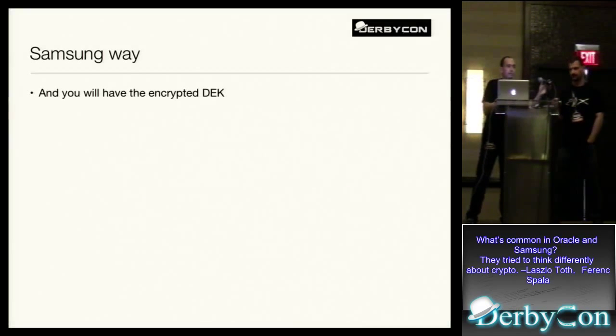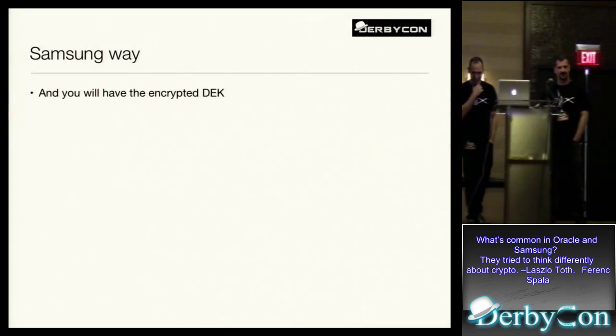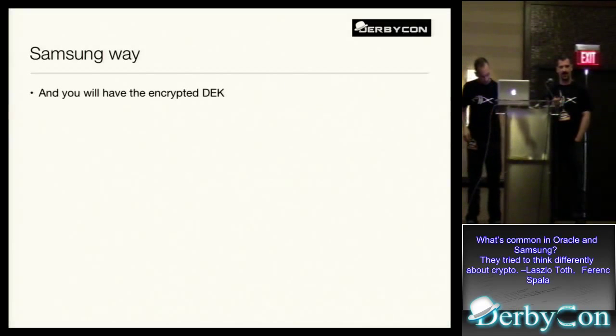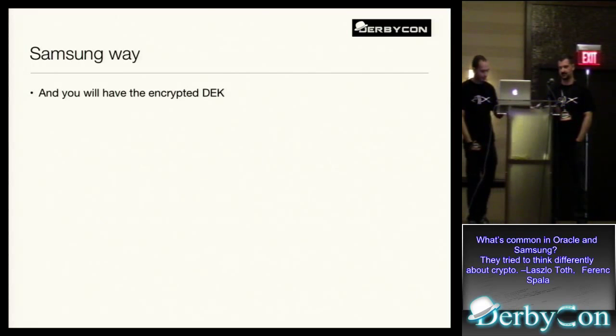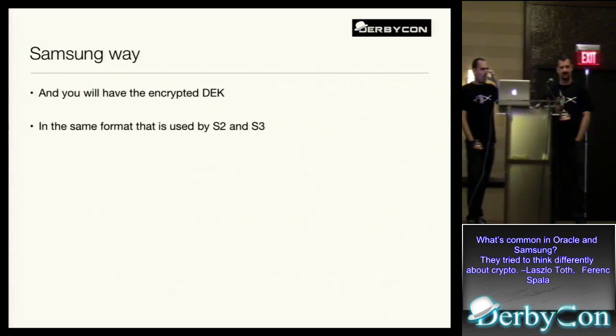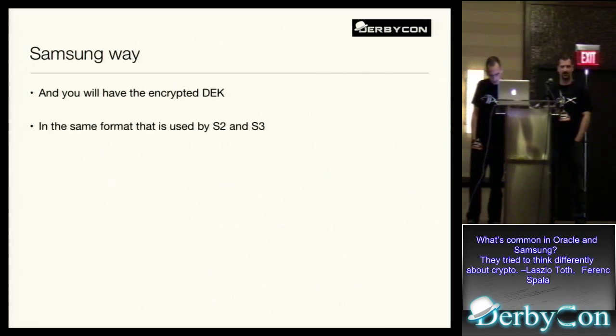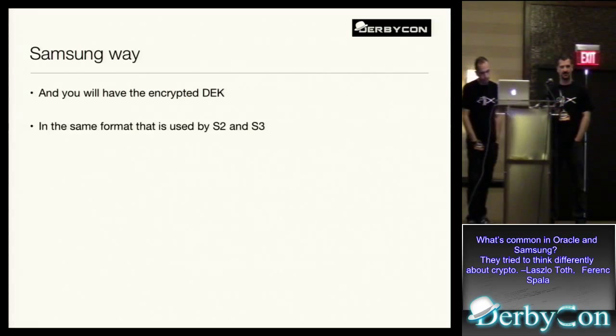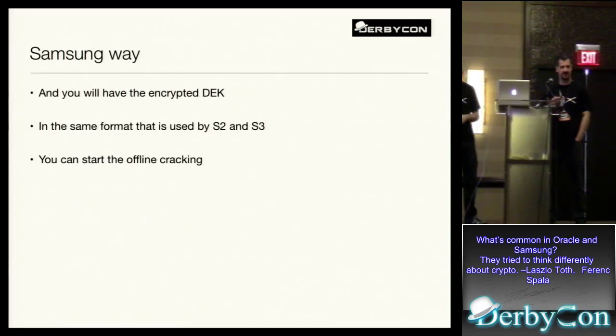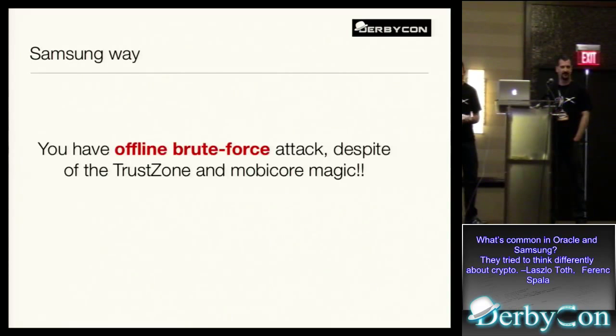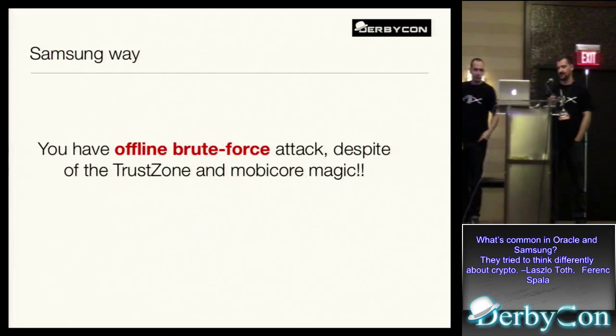So what you saw is that in the first parameter, there is the encrypted disk key of the verify_edk function. And it is in the same format as for S2 and S3. And it is encrypted in the same way. So you can use the same John the Ripper code to crack it. So despite the TrustZone and MobiCore magic, we still have an offline brute force capability. Cool, isn't it?